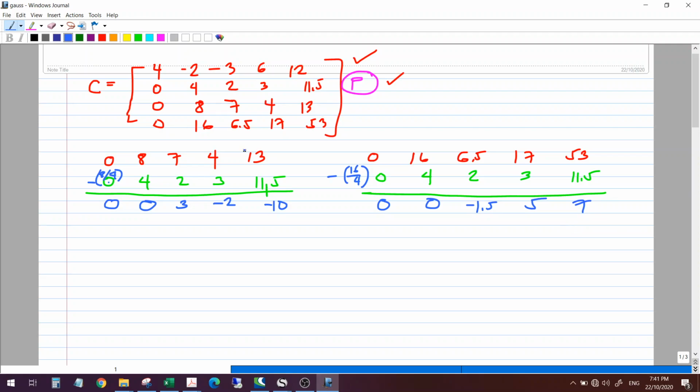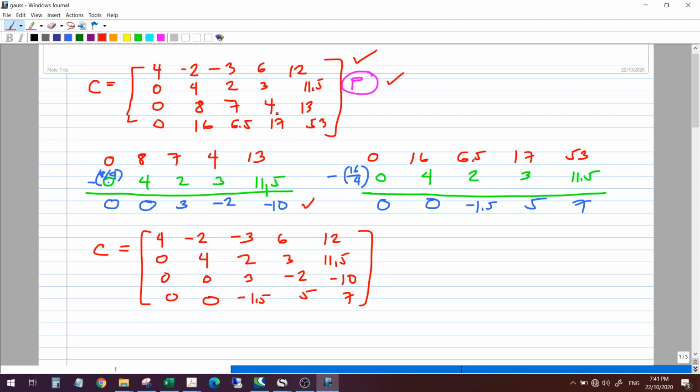Okay, so that's it. Now, our C matrix is now transformed into 4, negative 2, negative 3, 6, 12, then 0, 4, 2, 3, 11.5. Then let's now copy this new third row, which is 0, 0, 3, negative 2, negative 10, and then 0, 0, negative 1.5, 5, and then 7.